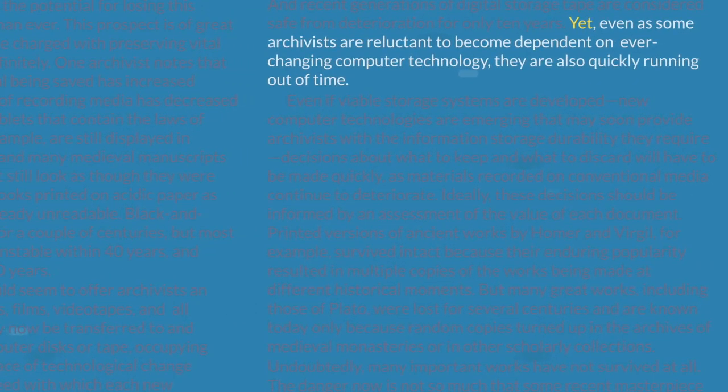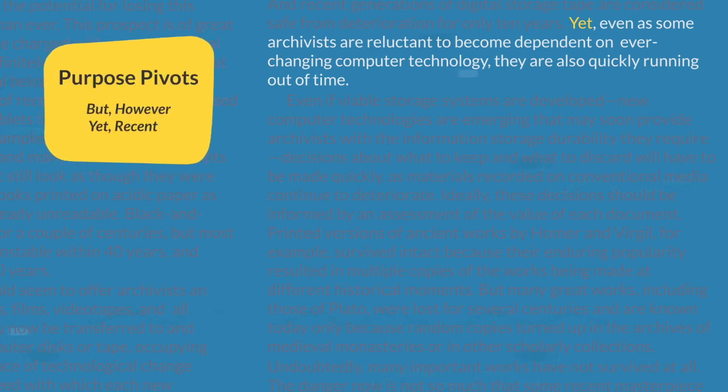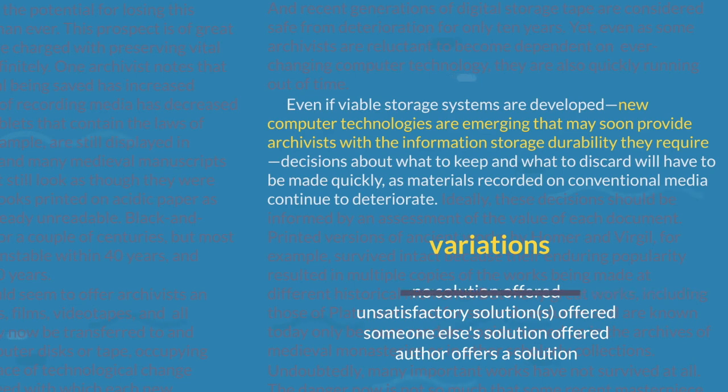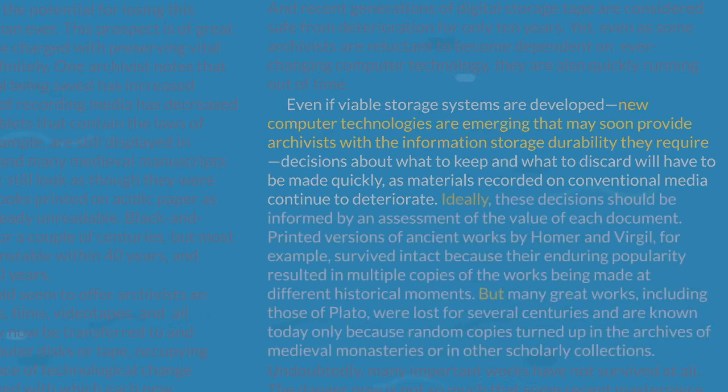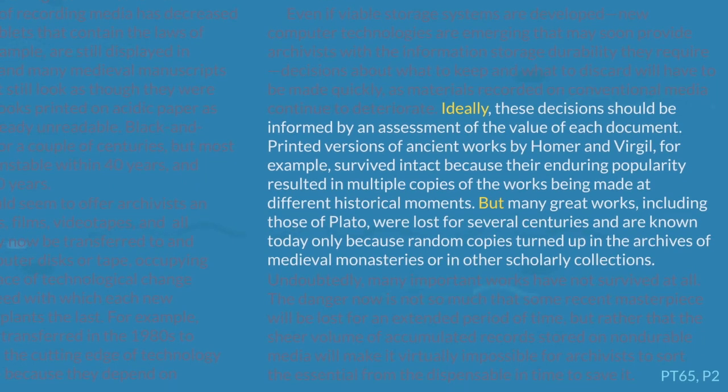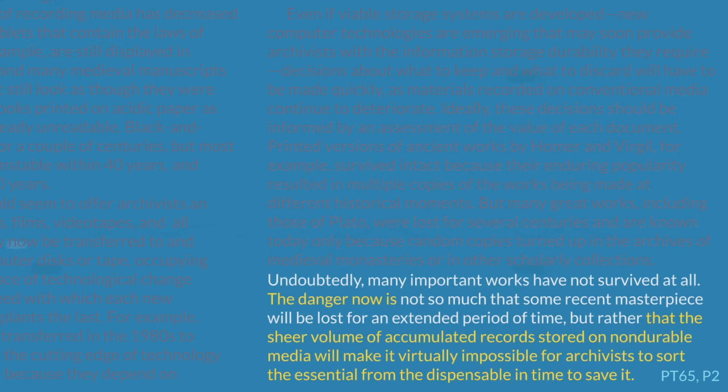And so we assume this kind of relates to the big picture purpose whenever we see these, but however, yet recently. The author's saying they're running out of time, even if we get this new technology that would be the perfect solution. So it does say there is a good solution coming, but it's like, yeah, but even if we do, we just won't have time. Decisions have to be made too quickly. Ideally, we would be very thoughtful about them, but that's not going to happen. The author's expressing a lot of pessimism and ends with the danger is that the sheer volume is going to make it impossible for archivists to sort out the essential stuff.